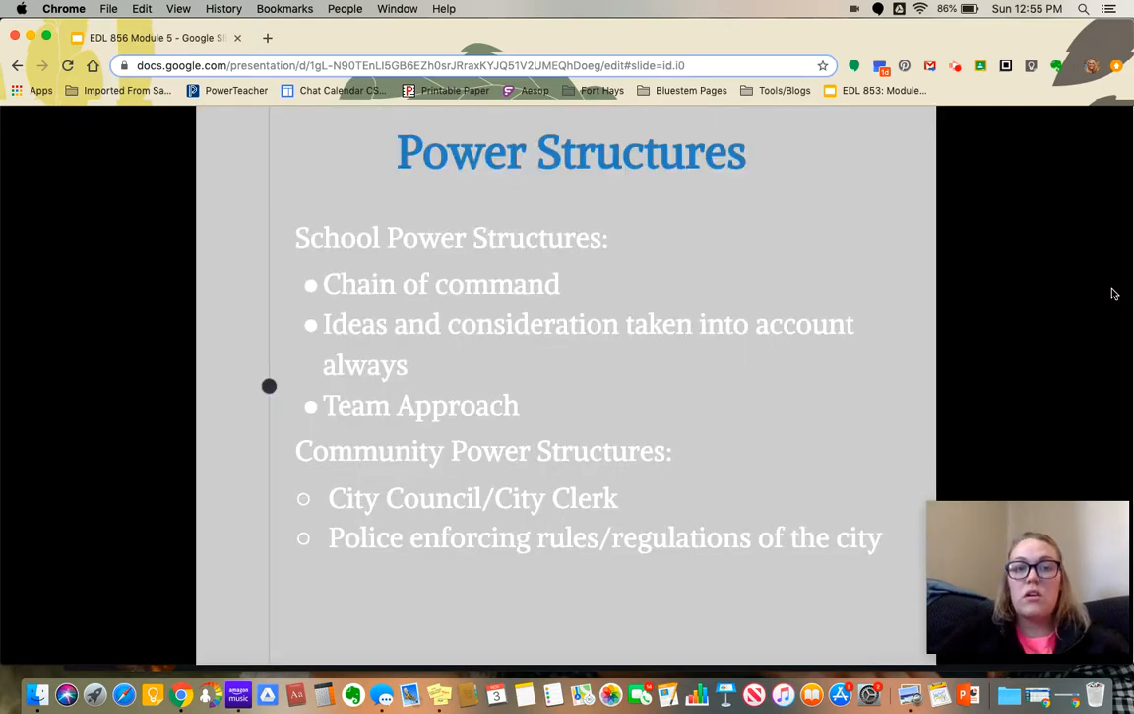Power structures for school is chain of command. Ideas and consideration are always taken into account. We have a school leadership team so that it's not just a top-down approach. There's multiple people with influence making decisions. So we have that team approach. Community power structures is the city council, city clerk, and the police enforcing those rules and regulations within the city. There is also that level of school and community working together within those power structures as well, closely together.